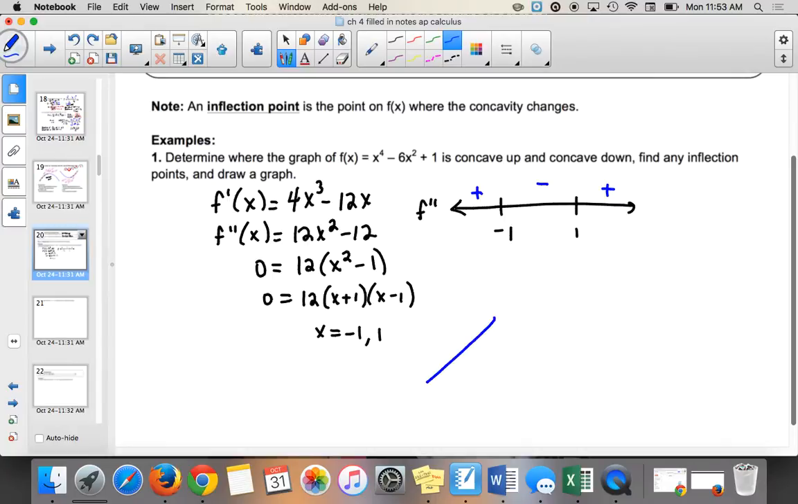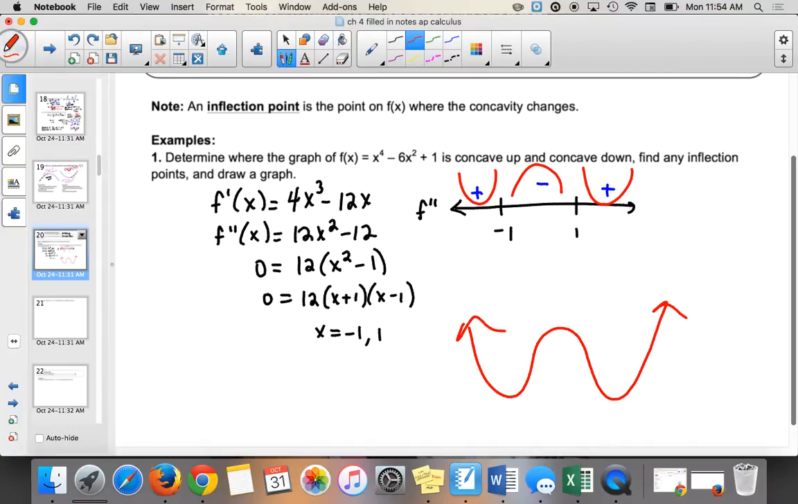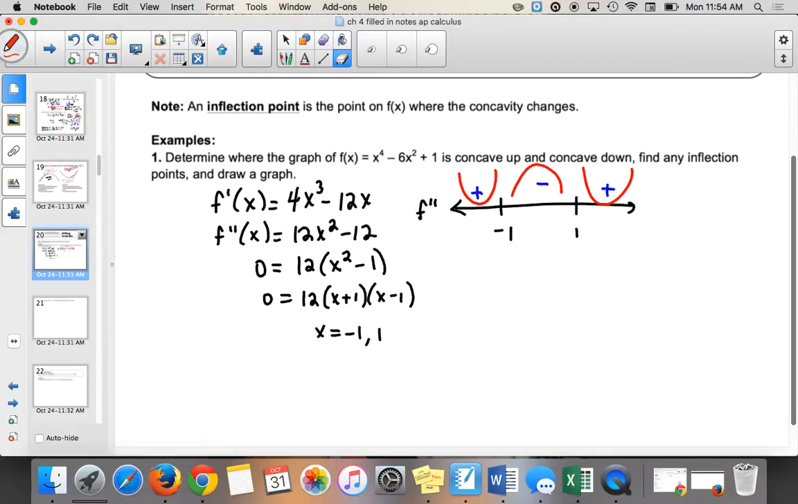So I no longer do up, down, up. I want to show concavity. So what I do instead is concave up, right? I don't do arrows on the end. Concave up, concave down, concave up. Make sense? So think about what this graph would look like. If I had up and then down and then up, does it make sense based on the original? Yeah, it's one of those W curves, right? Whenever we have x to the fourth minus an x squared, it's always a W.